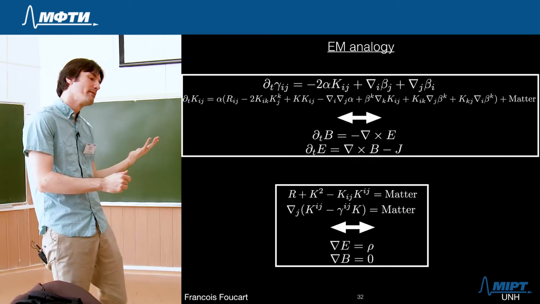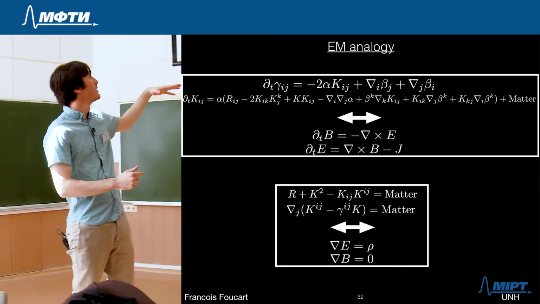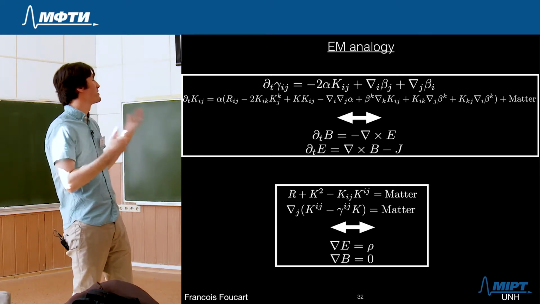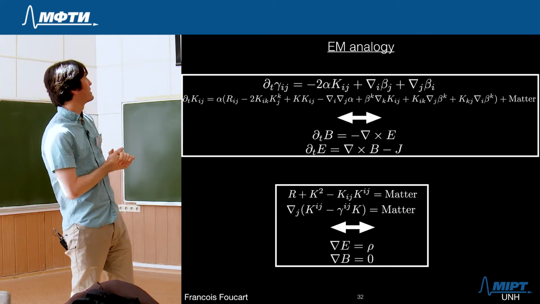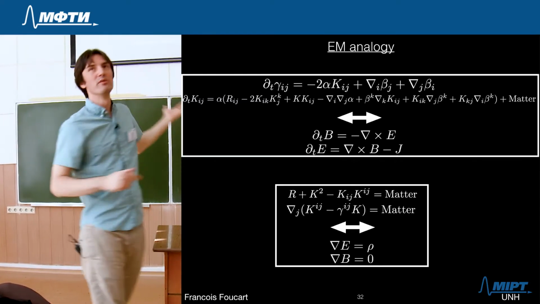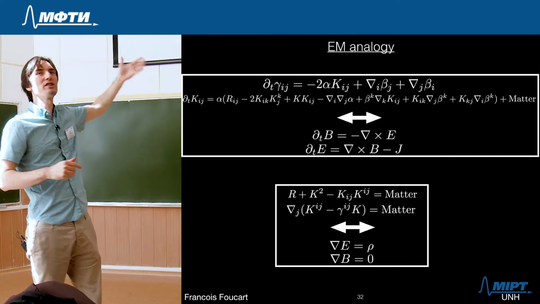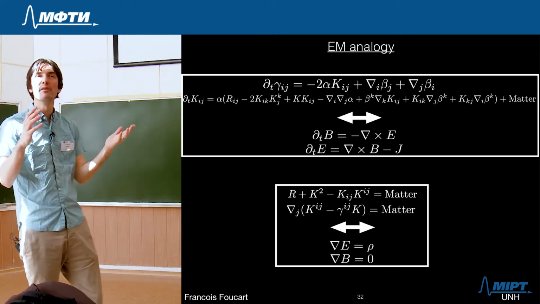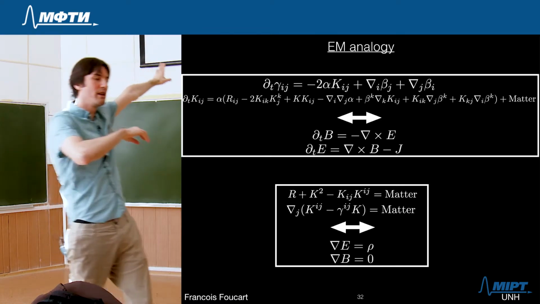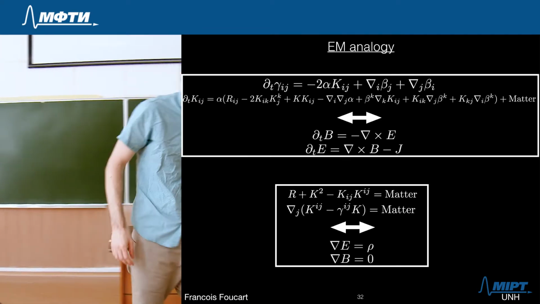And the constraints are similar to the divergence equations in Maxwell's equations for electromagnetism. So divergence of E should be the charge density, and divergence of B should be 0. And that also has to be satisfied at each time in electromagnetism, in the same way that these constraints in general relativity have to be satisfied at each time.